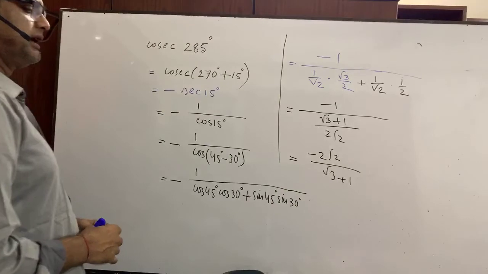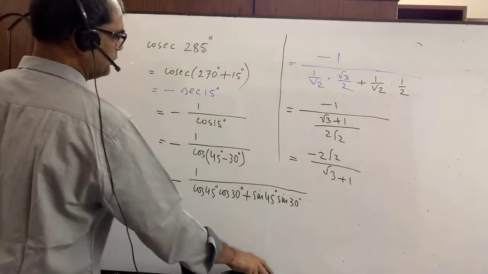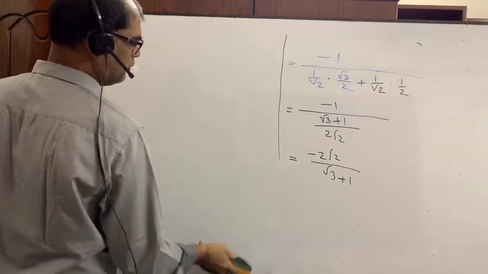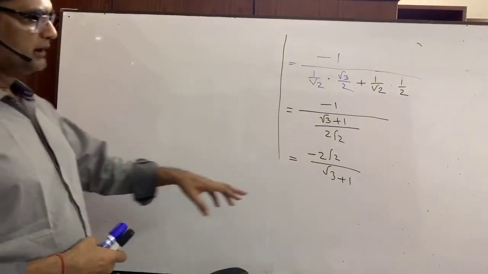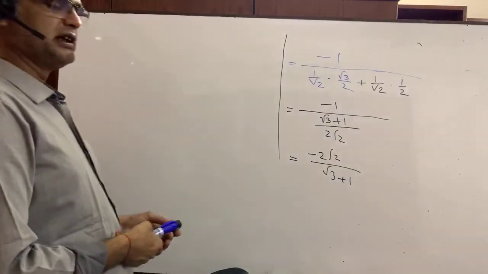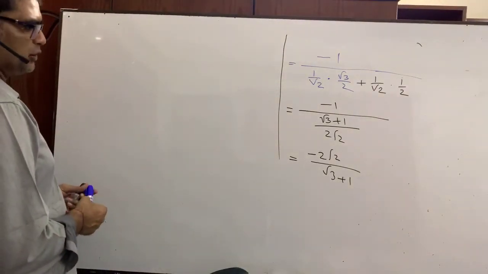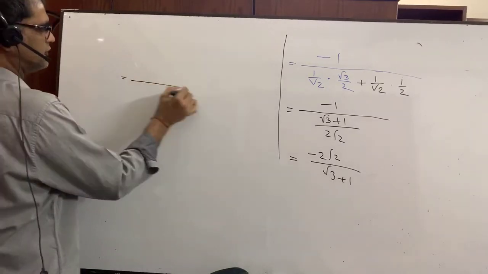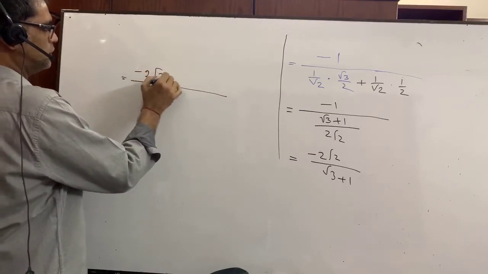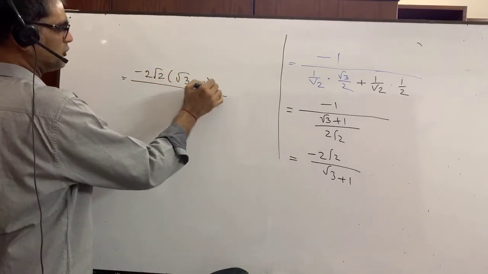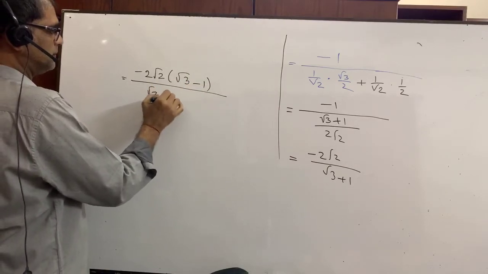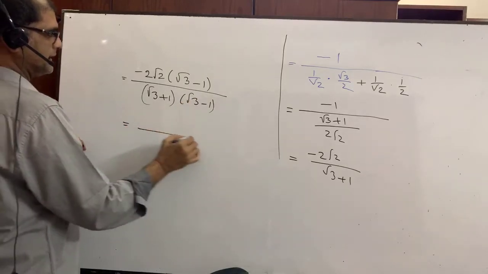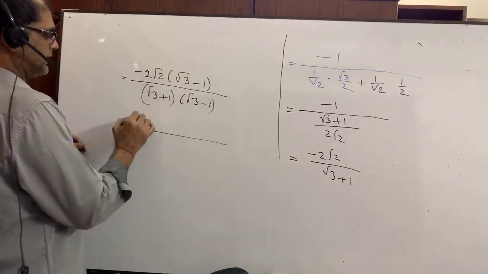But the math is not done yet. We have to calculate again. After that, what will we do? There is root 3 plus 1 in the denominator. That is to be rationalized, multiplying both numerator and denominator by root 3 minus 1. That is minus 2 root 2 into root 3 minus 1, over root 3 plus 1 into root 3 minus 1.